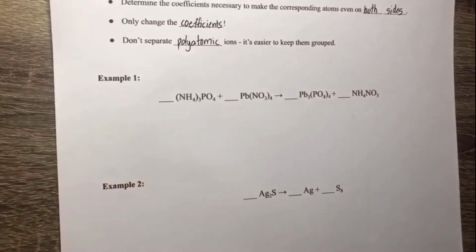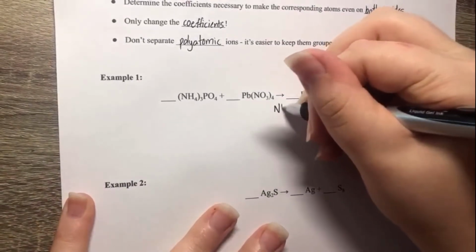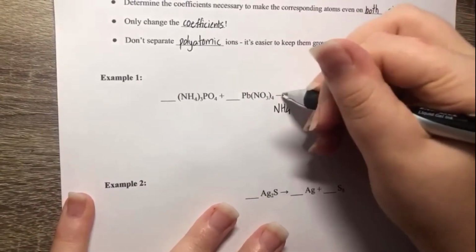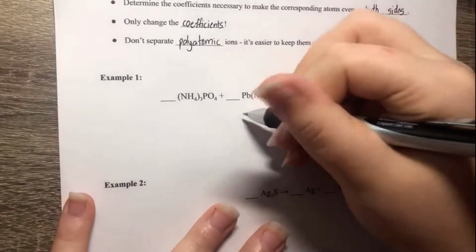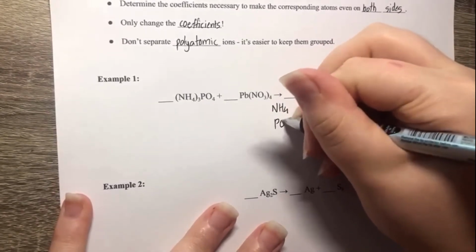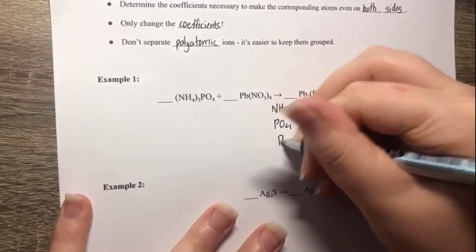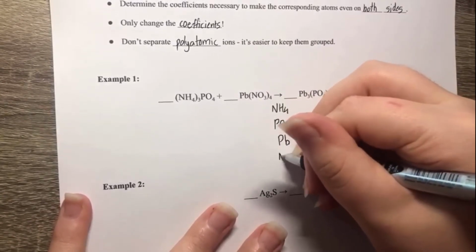So example 1, we have ammonium, and it's best to just write it under the arrow so we can have the number of atoms on both sides, on the reactant side and the product side. So we have ammonium, phosphate, lead, and nitrate.